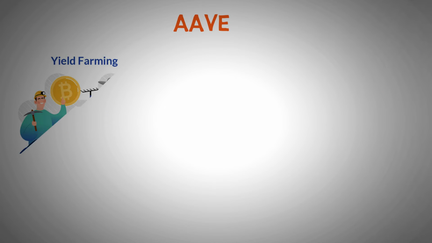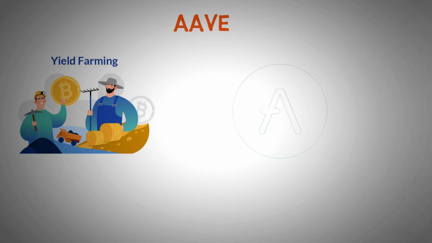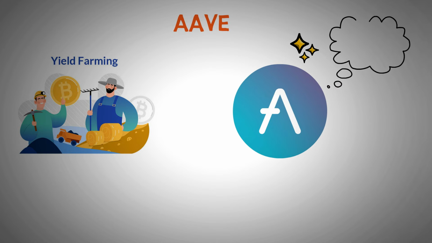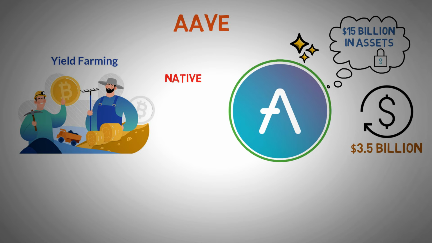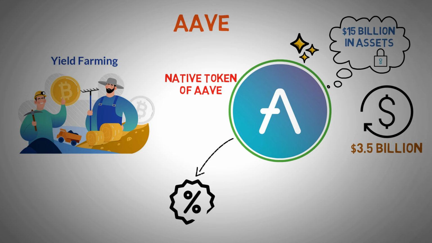So in terms of stablecoin yield farming, Aave is among the best known platforms, with more than $15 billion in assets locked, including the market value of more than $3.5 billion. AAVE is the native token of Aave as well. Tokens like this one encourage network use by offering discounts on fees and a voice in network governance.